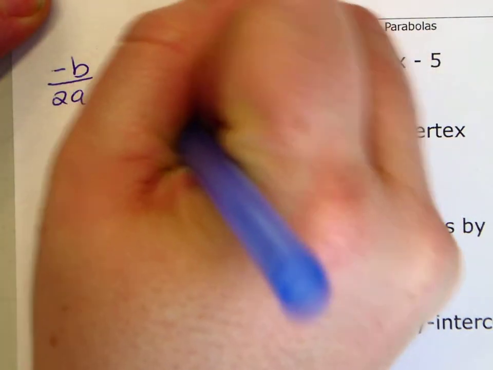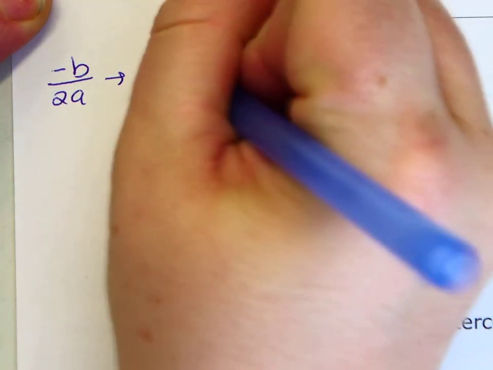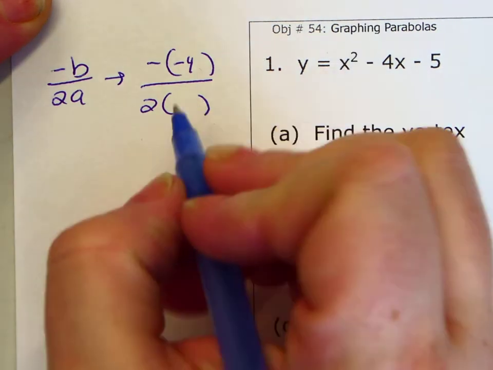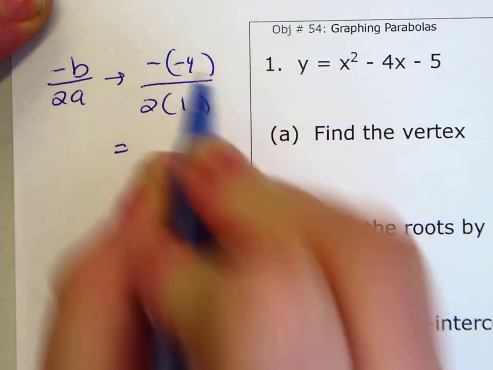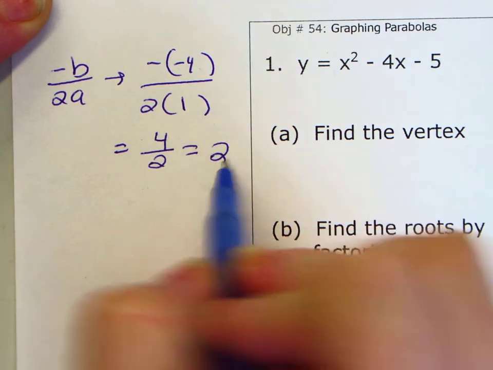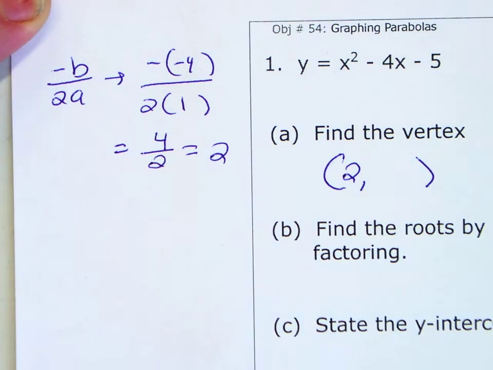Negative b over 2a. So what's b in this case? b is your negative 4. And a is the coefficient of x squared, which is 1. So negative negative 4 is 4, divided by 2 is 2. So 2, comma. Now how do we find the y value?